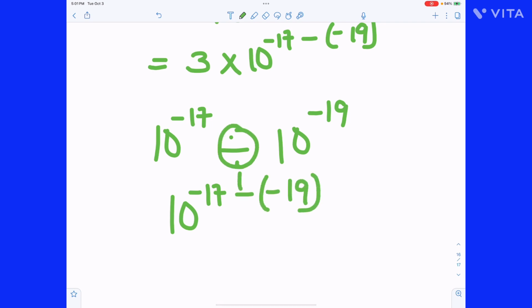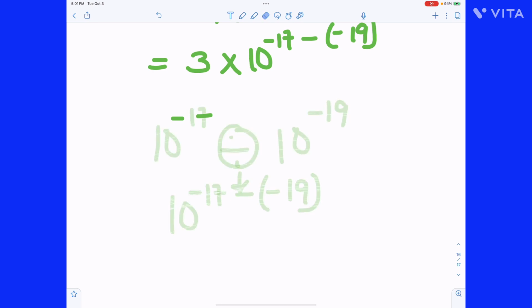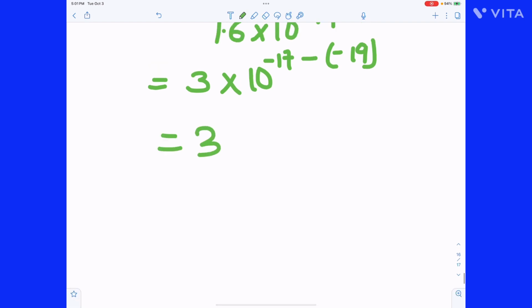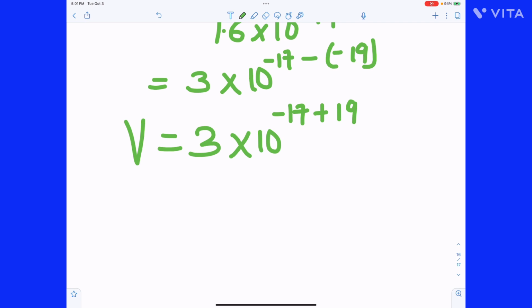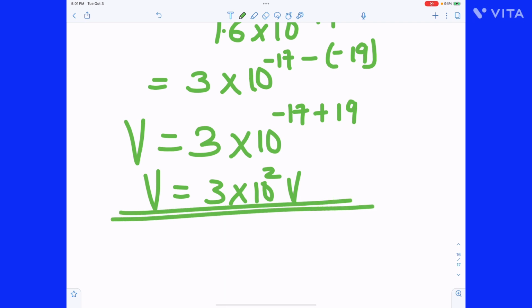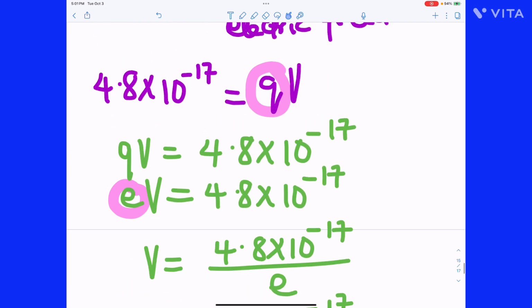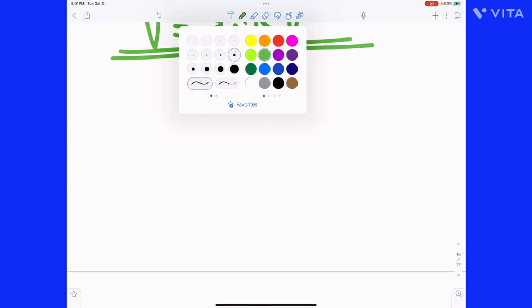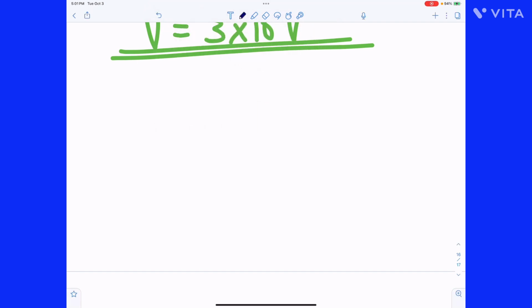This division will produce this minus. So you simplify, what do you get? V is equal to 3 times 10 raised to power minus 17 plus 19. Minus times minus is plus. 3 times 10 raised to power 2 volts is your potential difference. So that's question 14. Take note of that question, very important. Let's go to the next one.